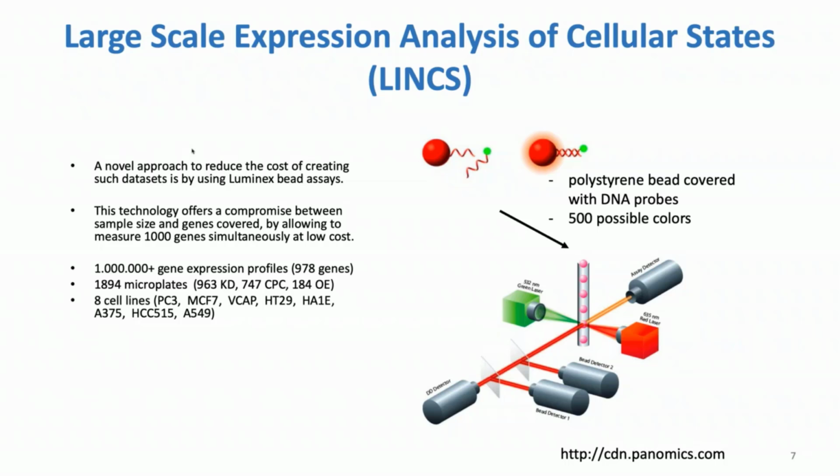This technology works by, instead of having an array like a checkerboard where you have areas that are coded with a certain probe, using tiny beads. These beads are coded with a unique probe, similar to the Affymetrix chip. And these beads come in 500 different colors. The 500 is a technical limitation, where the laser can only differentiate these 500 different colors.